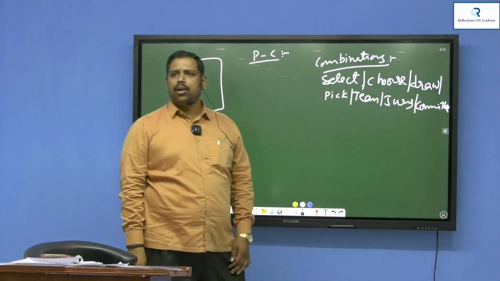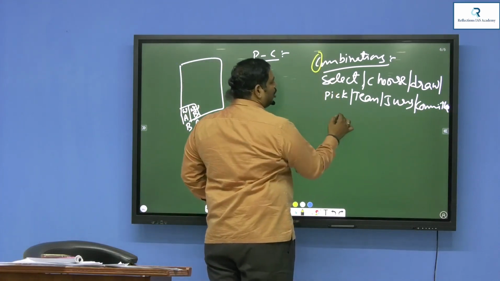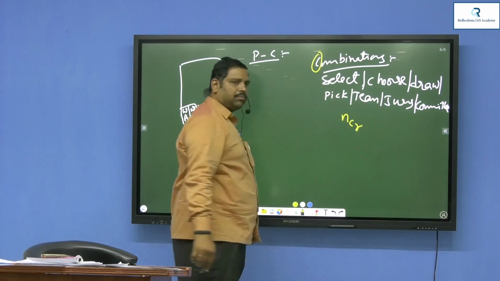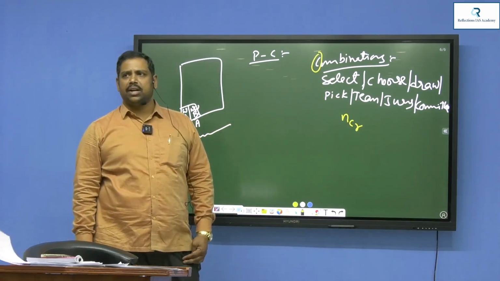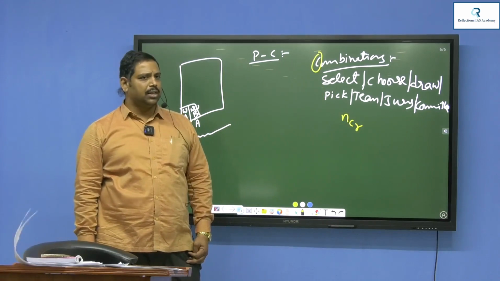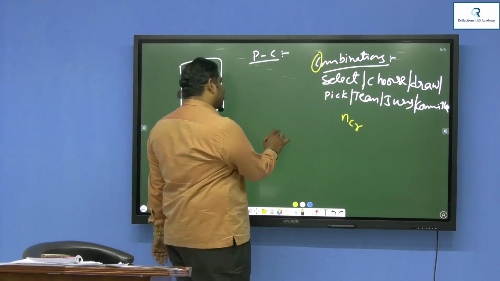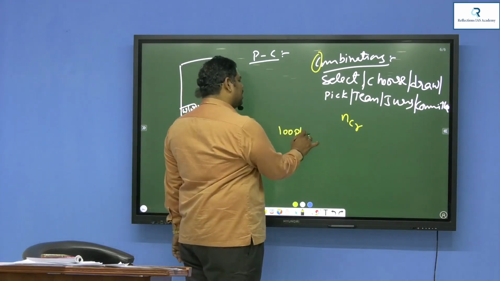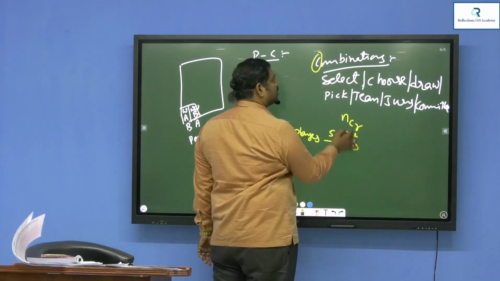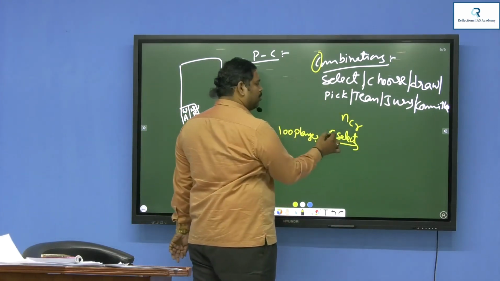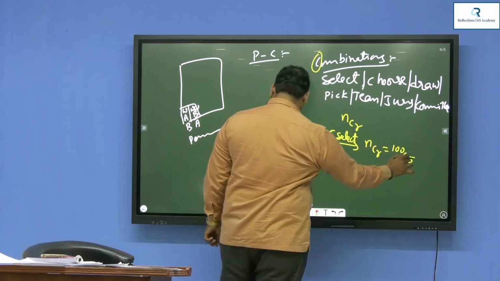Is it clear? In combinations, we'll go with the concept of nCr. Do you understand the concept of combinations? Good. Shall we do a few examples on it? I have 100 players. How can I select 5 members? Selection means combination. From 100 you have to select 5, so it is nCr, that means 100C5.